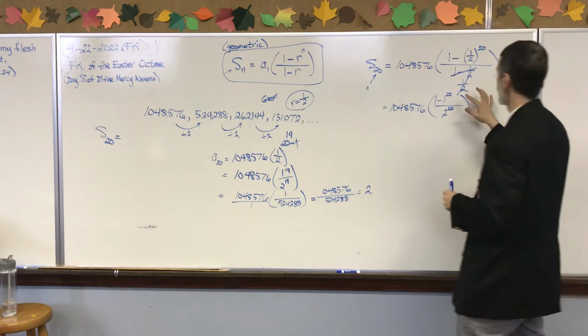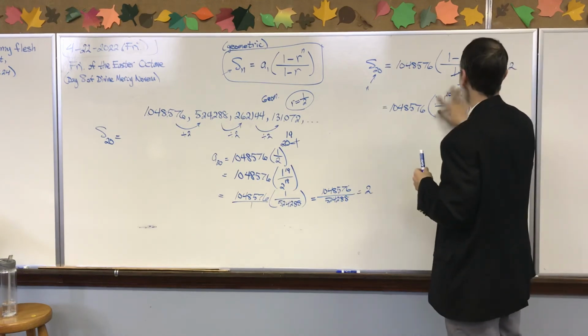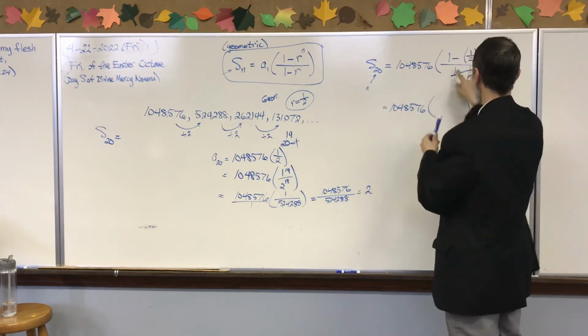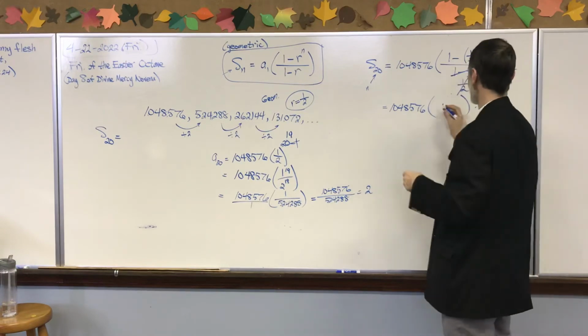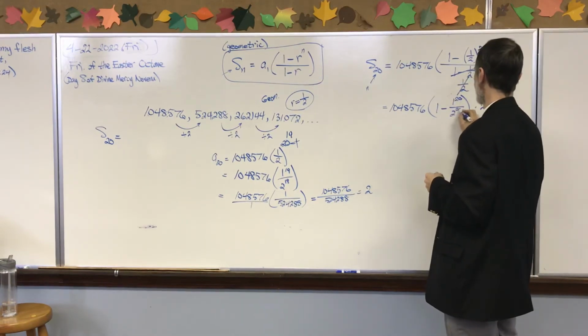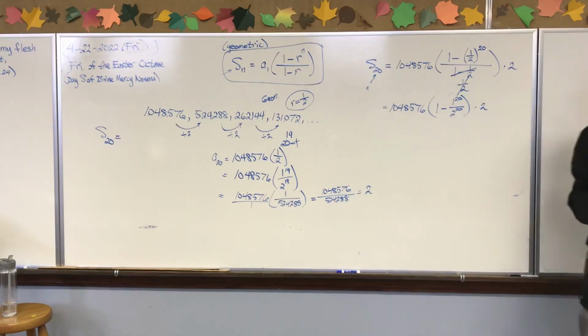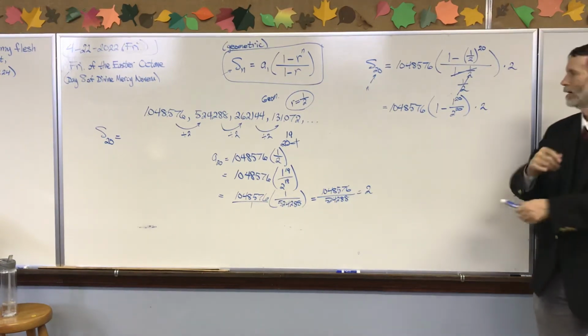Oh, actually, yeah, oh, that was dumb of me. Let me just, yeah, this is gone. Right. 1 minus 1 to the 20th over 2 to the 20th. Thank you, that was much better. Now what?